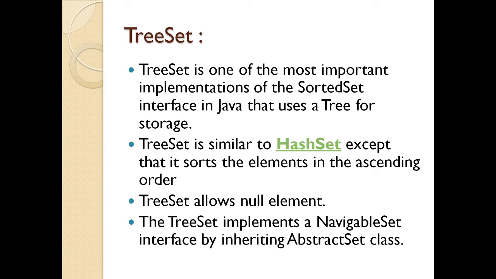It is similar to hash set except that it sorts the elements in ascending order. Tree set does not allow null elements. The tree set implements a navigable set interface by inheriting the abstract set class. So in a tree set, I can insert the elements in a sorted order. If I try to insert any element, it will check whether the number is greater than or less than the elements which already exist in the tree set and then insert it accordingly.